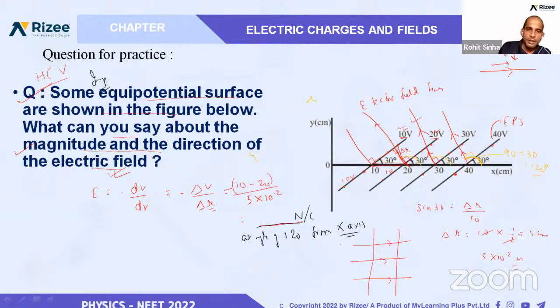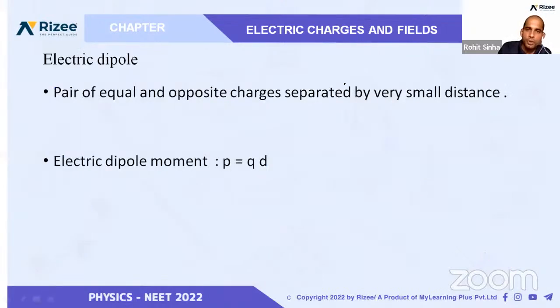Okay, now let's move further. Today we are going to discuss a very important concept, so be careful, dear students. Now we are discussing what an electric dipole is. Believe me, this is a very important question, and many questions have been asked from this topic, electric dipole. Here is a short definition of electric dipole. What is an electric dipole?